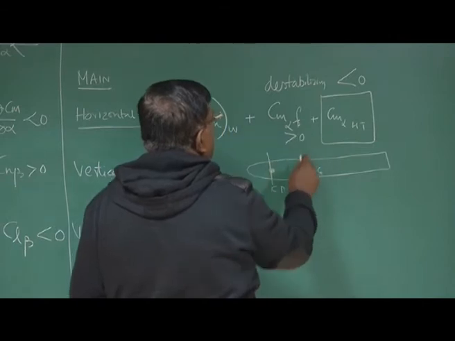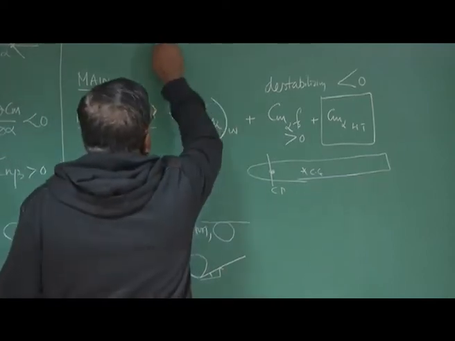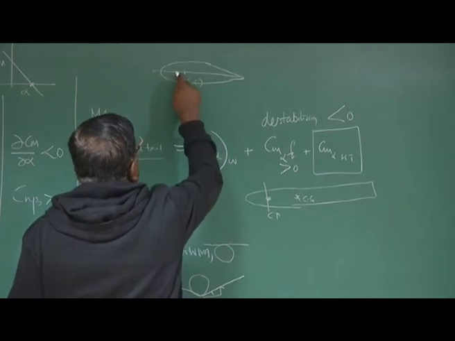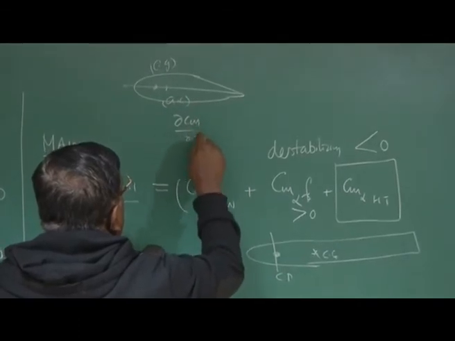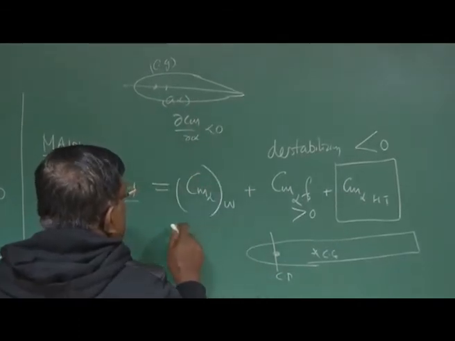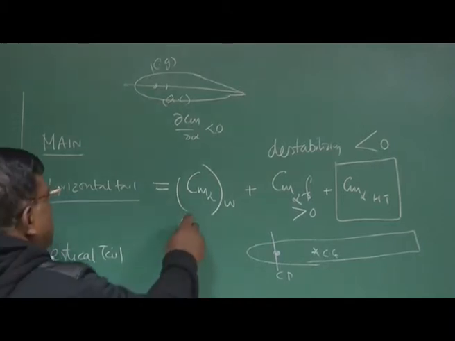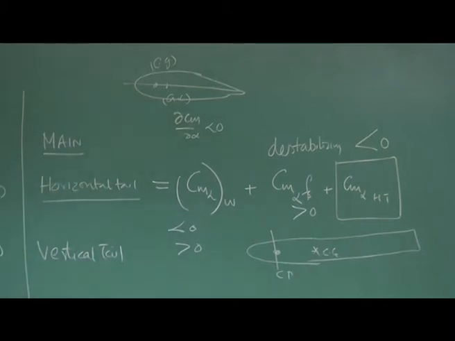Or I can write Cm alpha greater than 0. And for the wing, we know if the AC of the wing is behind the CG of the airplane, then dCm by d alpha is less than 0, or the wing contribution is stabilizing. If the AC of the wing is ahead of the CG, it is destabilizing. So it could be either less than 0 or greater than 0, depending upon where the AC location is in relation to the center of gravity of the airplane. No issues about this? Okay.